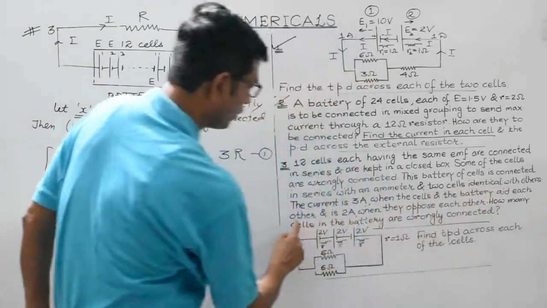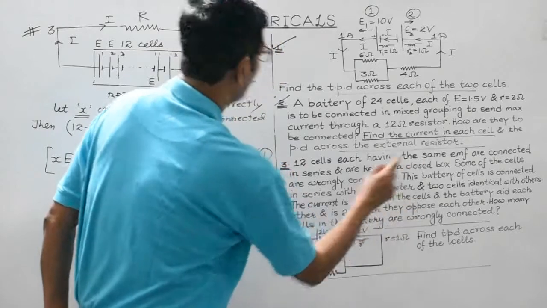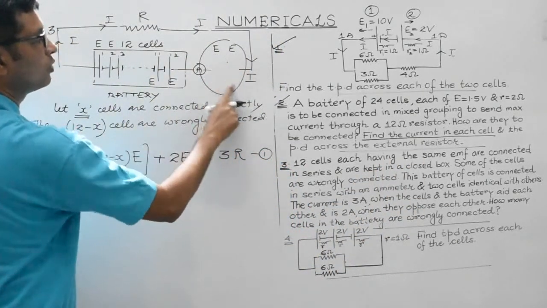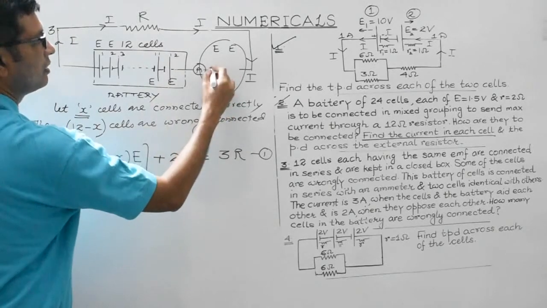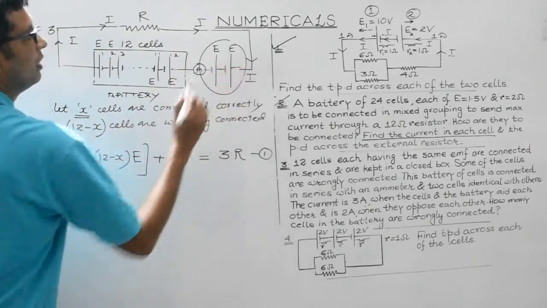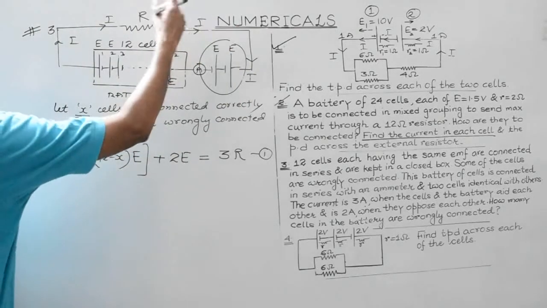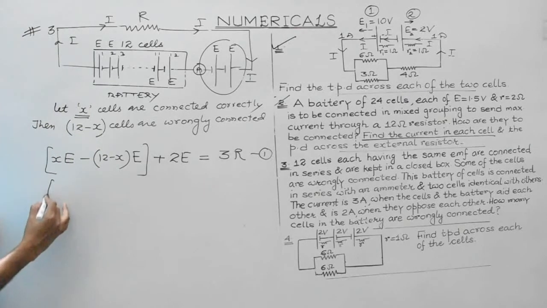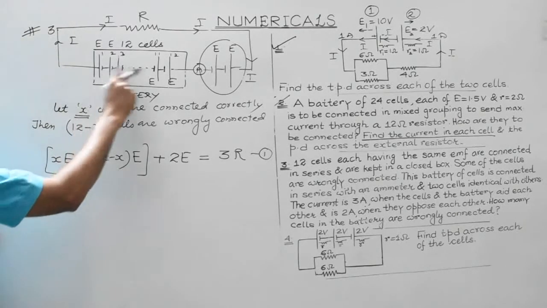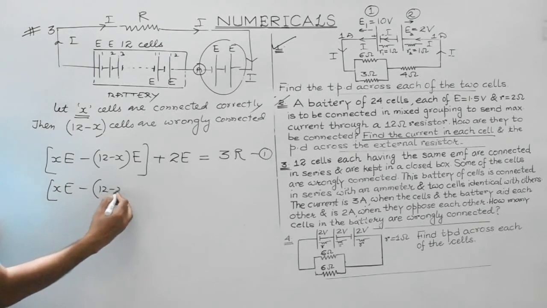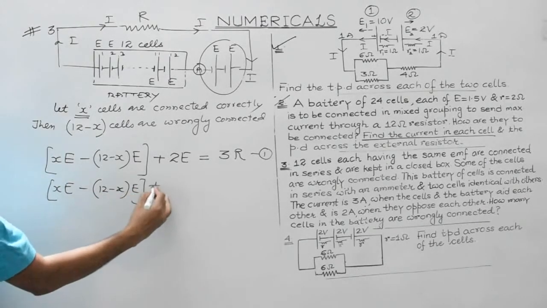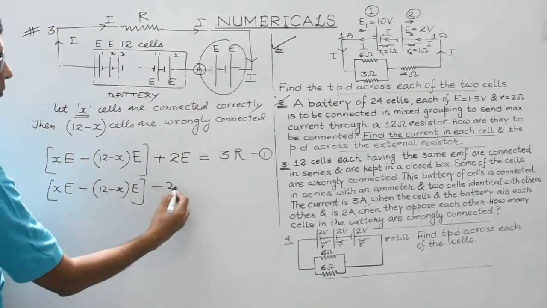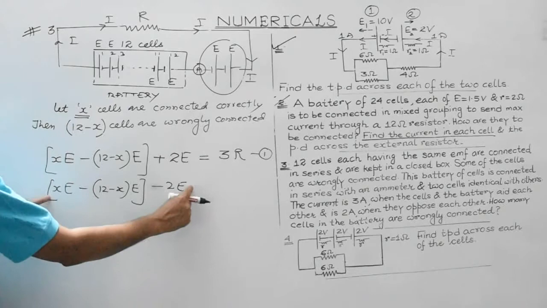Okay, now read the other one. The current is 2 ampere when they oppose each other. If these two cells are connected in such a manner as to oppose the battery, then the current gets reduced to 2 ampere. So the equation would be, the net EMF of the battery will remain the same. But in this case, these two cells are opposing this battery. So it will be minus 2E. So this is the net EMF of the circuit.